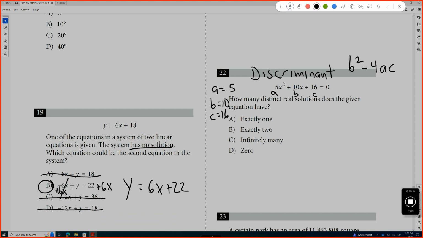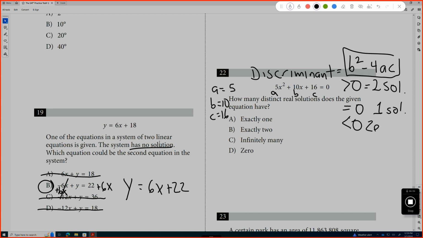Now, if the discriminant is greater than 0, that means we have two solutions. If the discriminant is equal to 0, then we have one solution because it will be a perfect square. And if the discriminant is less than 0, meaning we get a negative number out of the discriminant, then we have 0 real solutions because we need imaginary numbers, 0 or no solutions.